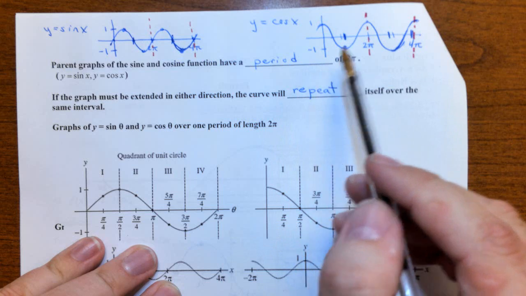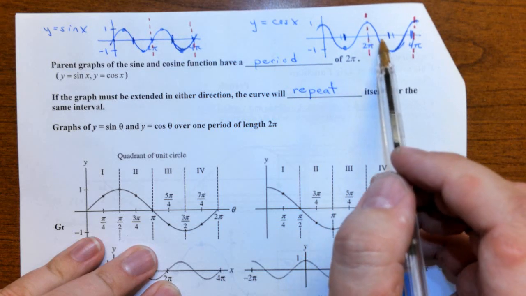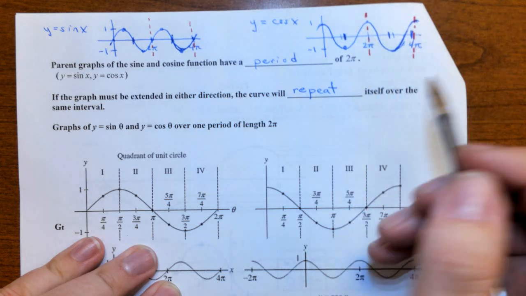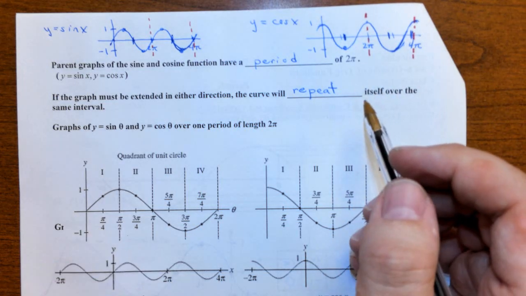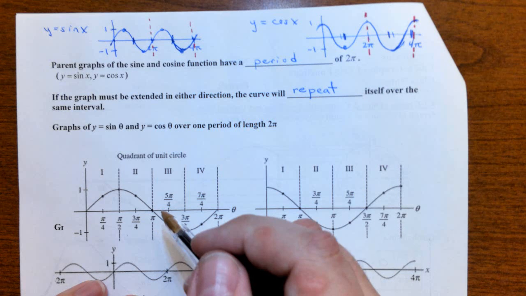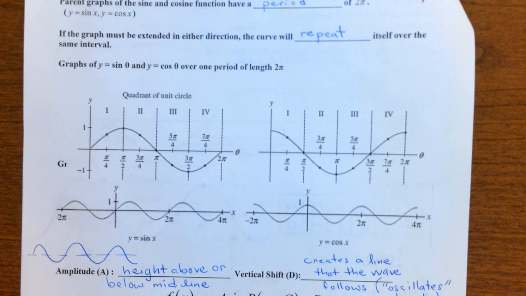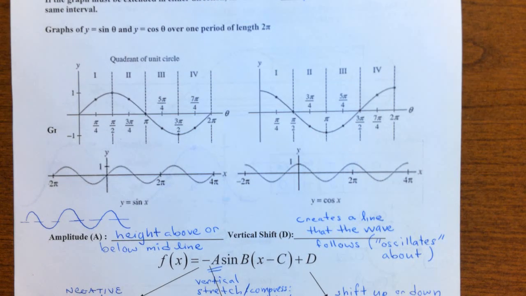But if I were to extend and go out past 2 pi, more than one full revolution around the unit circle, I just start seeing a repeat of what I have already graphed. We see here a nice visual.